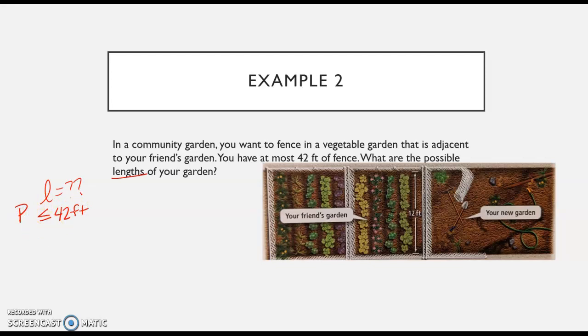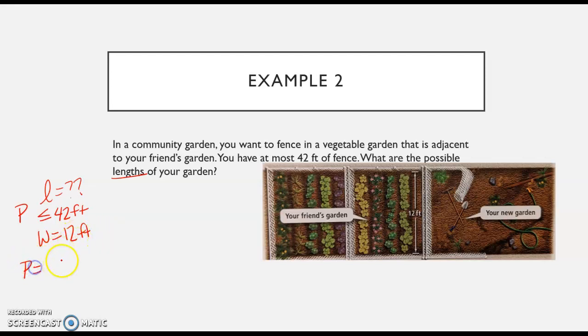Because we're fencing. We're not fencing in an area. We're fencing in the area, but our fence does not measure our area. It would be our perimeter. And it wants to know what our possible lengths are. Now, my friend's garden tells me my width. Because it doesn't matter. We're adjacent, walking pathwise on either side. Our width is going to be 12 feet no matter what. All right, so then what's the other thing we need to know?